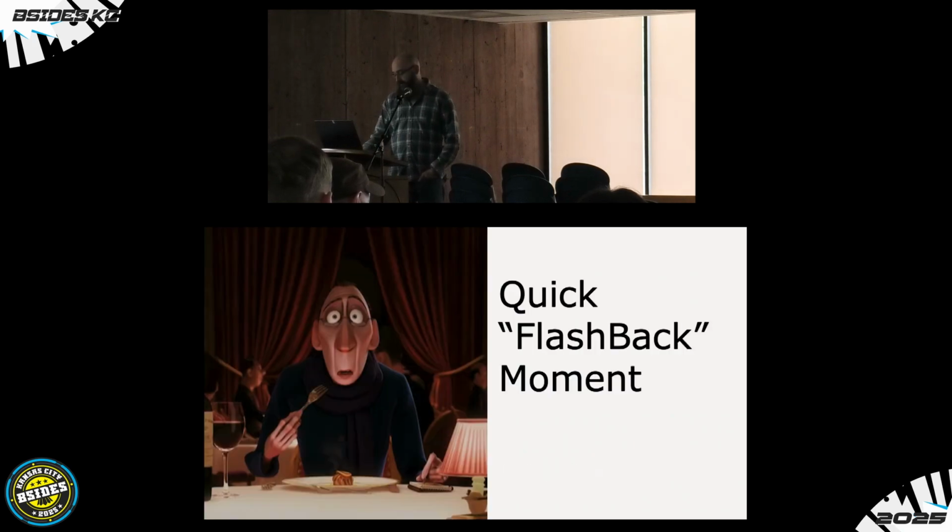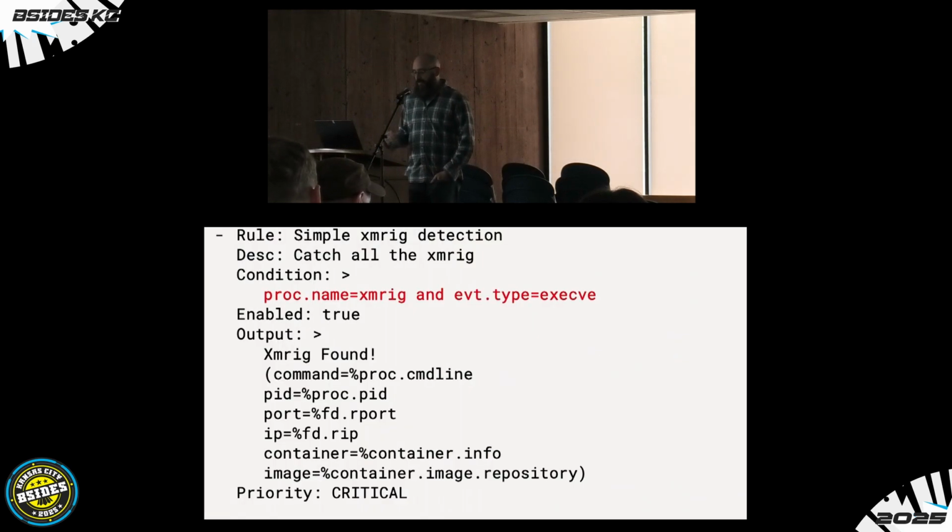And then just a quick flashback moment. This is our rule that detected our XM rig container. Basically, this is Falco. It's a Falco rule that is kind of cheesy. It's basically looking for any process with the name of XM rig, and then it's execing. Like I said, it's a cheesy rule. It's for the demo, but Falco is free, and you can extend it and make it whatever you want it to be. It's basically an open source EDR. It's what it comes down to.